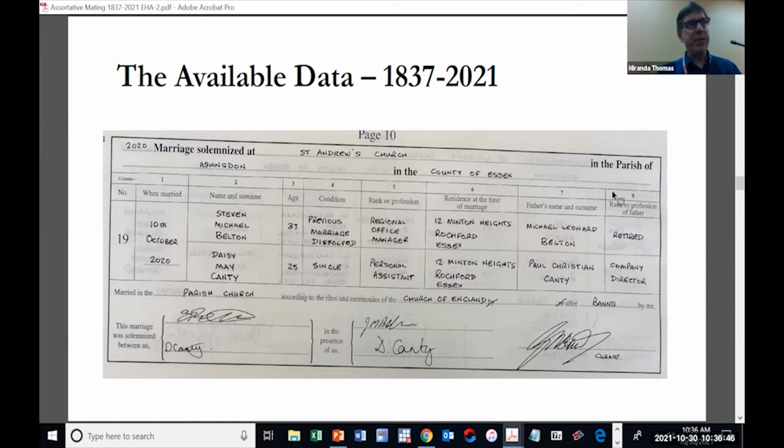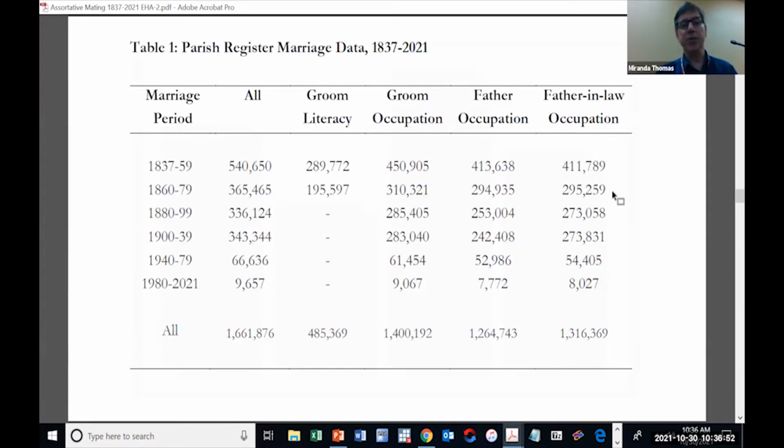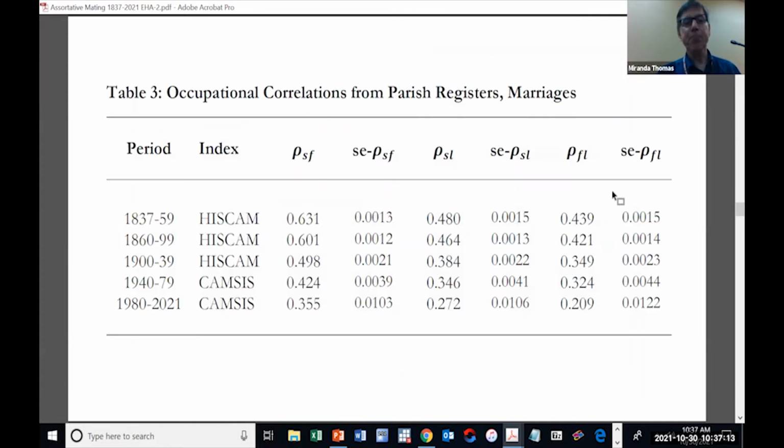Unfortunately, it's very heavy in the early 19th century and less heavy later, but we're actually in the process still of collecting. And so I'll just show you this table to see that for the earliest period, you will have about 540,000 marriages. By the time we get to 1980 to 2021, we're still collecting vigorously there, but we're just down to 9,600. But we hope to be able to double that and get much more precise estimates.